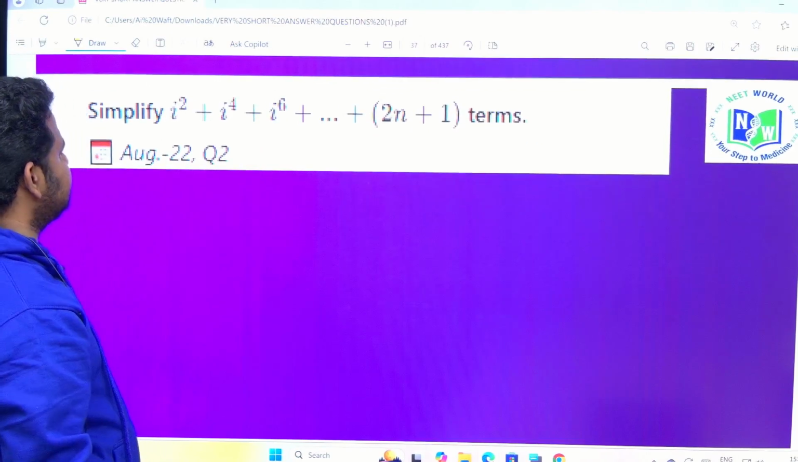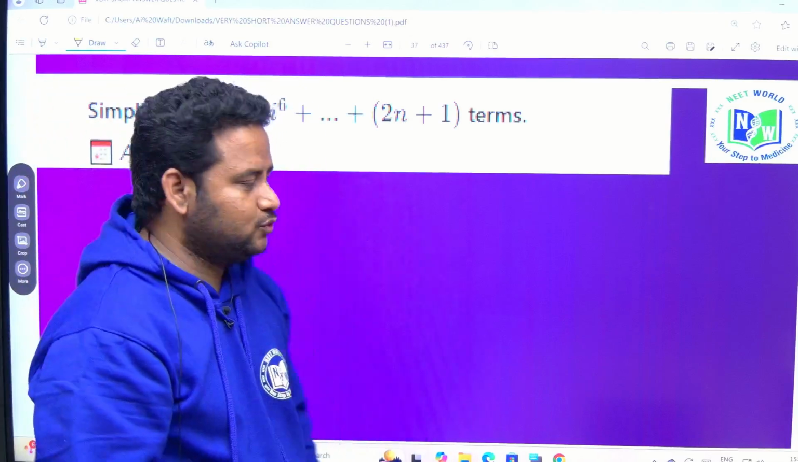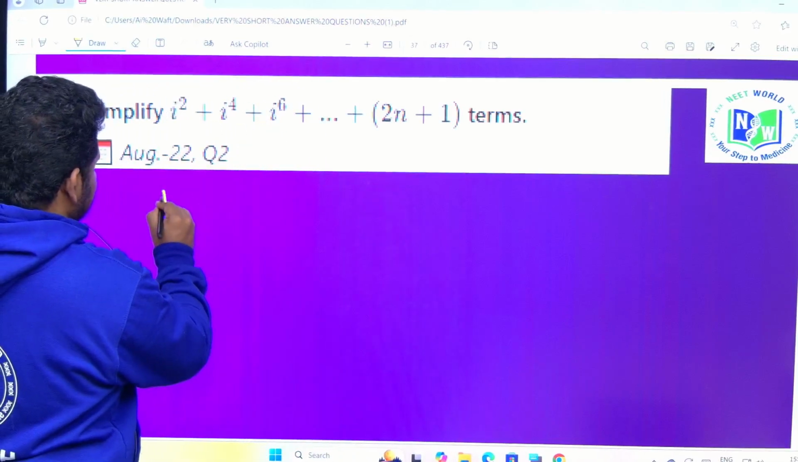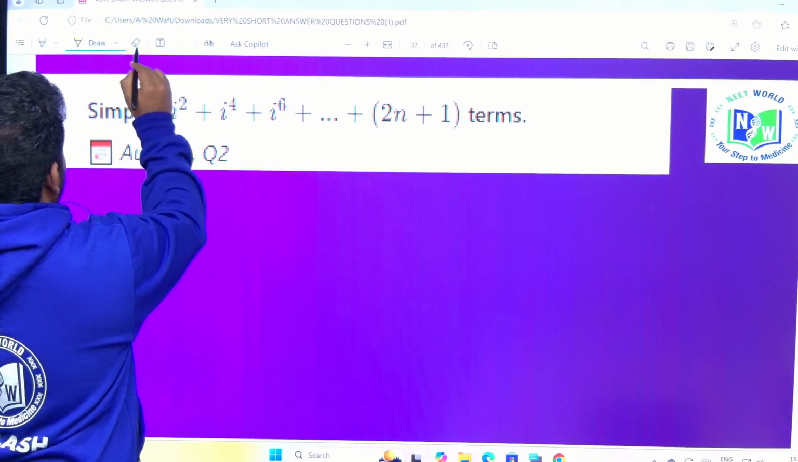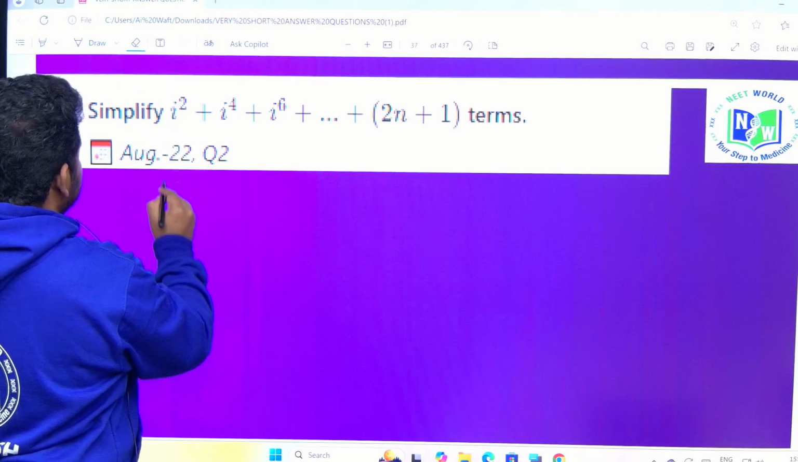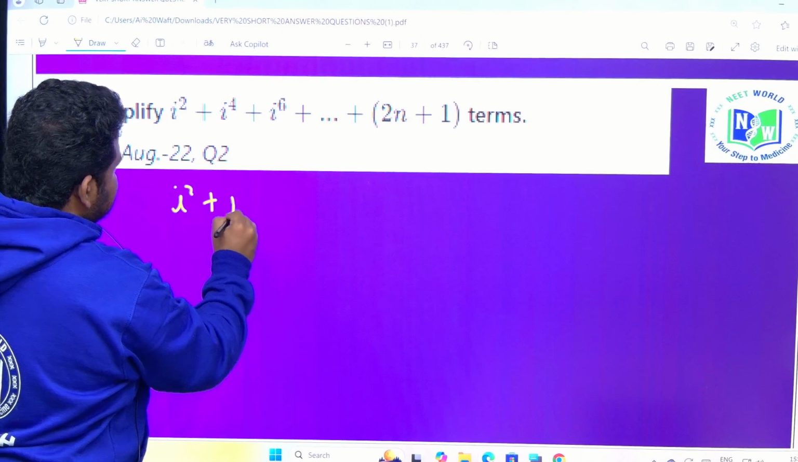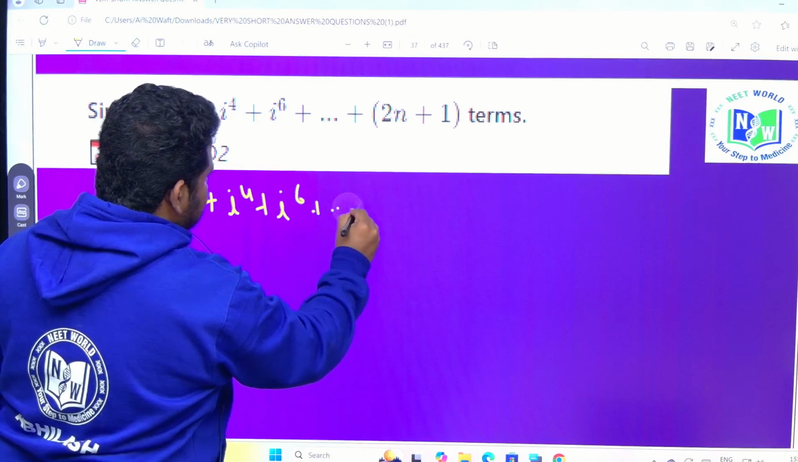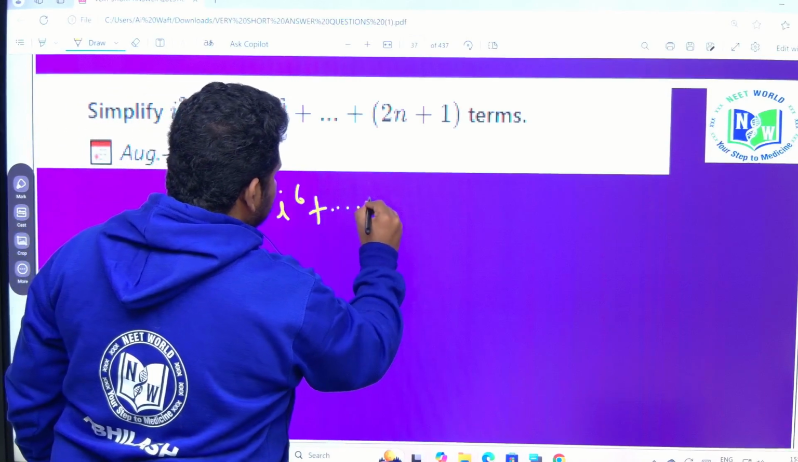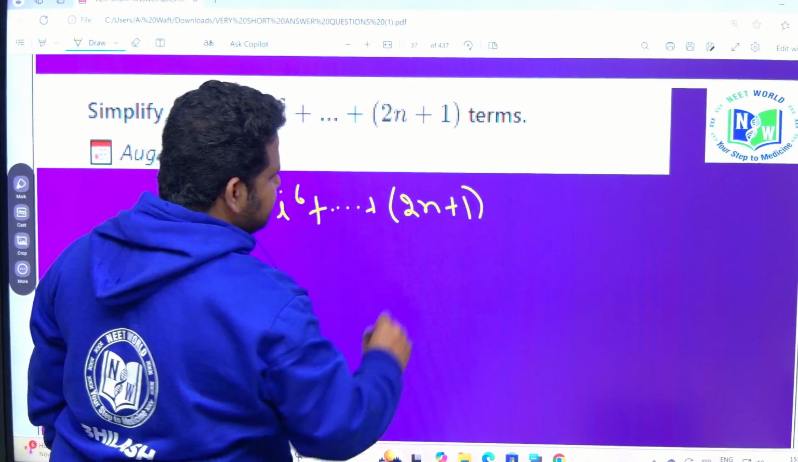Look at this question, friends. This is also a very important question, asked in August 2022. They have given i square plus i to the power of 4 plus i to the power of 6 plus up to 2n plus 1 terms. What is the value of this they are asking?